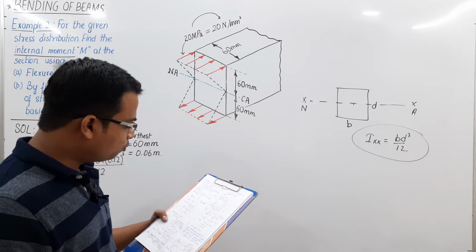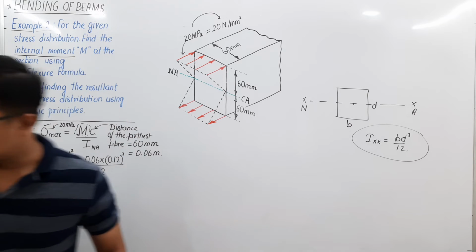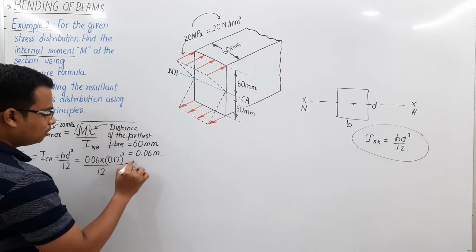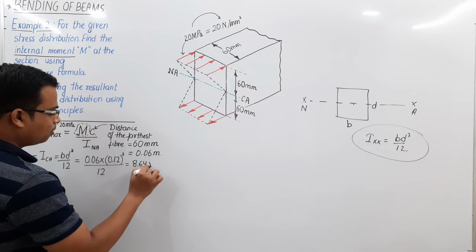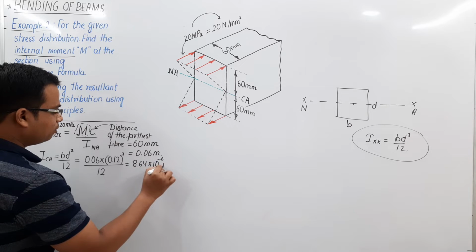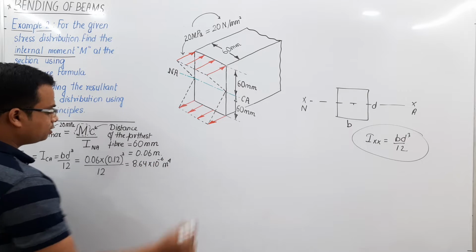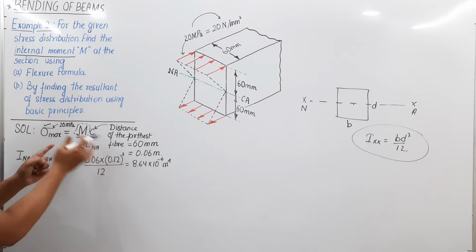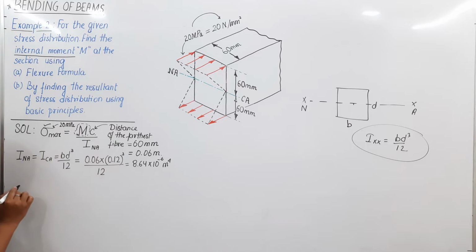So 8.64 into 10 raised to minus 6. All right, 8.64 into 10 raised to minus 6. And the unit, obviously for area moment of inertia, is meter raised to 4. You just need to plug in all the values. Let me show you, and then obviously you can find this internal moment.